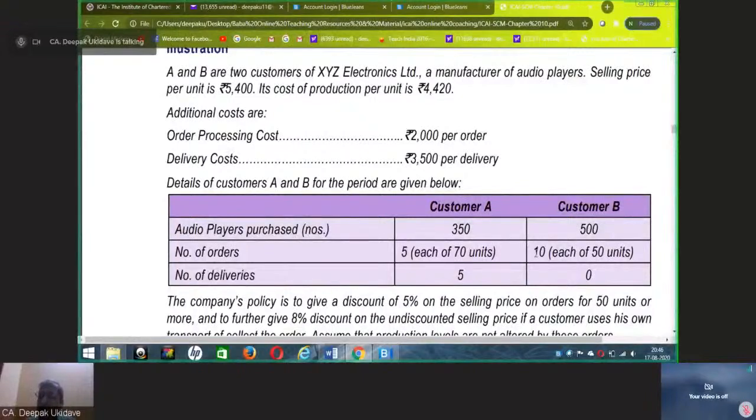Always remember, in costing you have to add each and every cost. You cannot leave any single cost aside. You have to make use of each and every cost data. Do a thorough analysis. Number of deliveries are 5 and 0. Look at this. 0 delivery. Why 0 delivery? Customer B may be placing an online order? Let's see why 0 delivery.